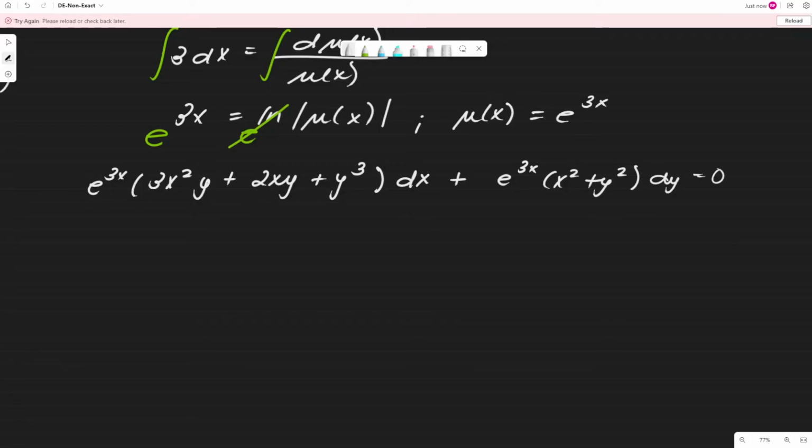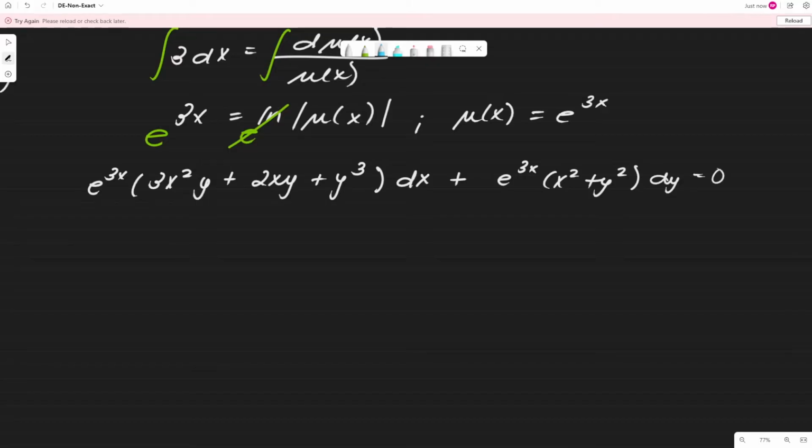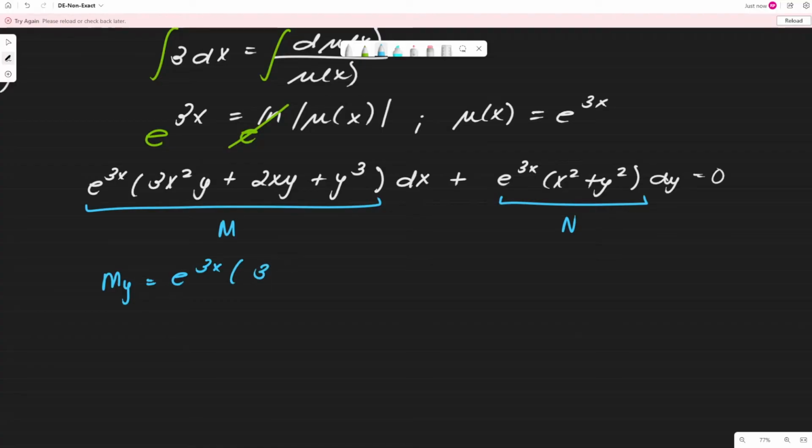So, you can distribute it, guys. Pero, actually, there is a shortcut on doing this one. Kahit hindi nyo na siya actually i-distribute, kapag sanay kayo. So, we'll have m. Again, this is our m. This is our n. So we have my, or the partial derivative of m function in respect to y. So this will be equal to e raised to 3x times 3x squared plus 2x plus 2y.